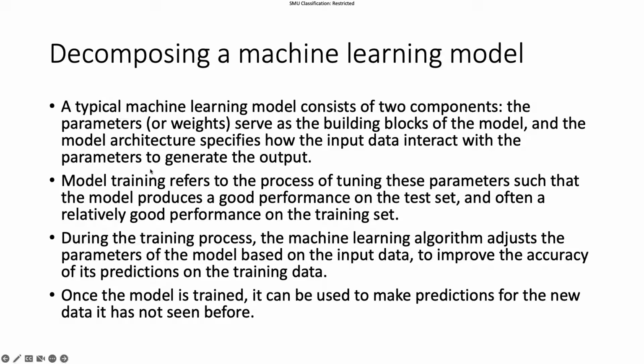When we say model training, this is the process of tuning these parameters such that they are optimal in the sense that they give good predictive performance. They give good predictions on the test set. And we often expect the model to do well on the training set, but also more importantly on the test set. In this process, we continue to fine-tune the parameters, and this will improve the accuracy of the predictions on the training data as iteration proceeds.